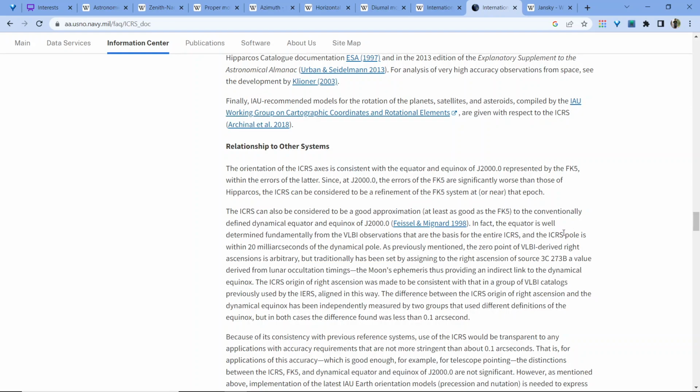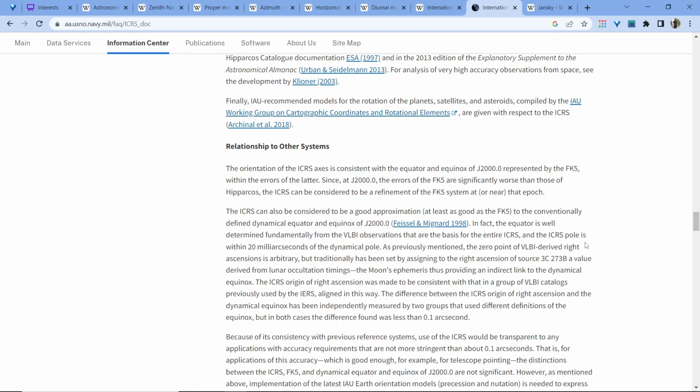In fact, the equator is well determined fundamentally from the VLBI observations that are the basis for the entire ICRS, and the ICRS pole is within 20 milliarcseconds of the dynamical pole. As previously mentioned, the zero point of VLB-derived right ascensions is arbitrary, which traditionally has been set by assigning to the right ascension of source 3C273b a value derived from lunar occultation times, the moon's ephemeris, thus providing an indirect link to the dynamical equinox.